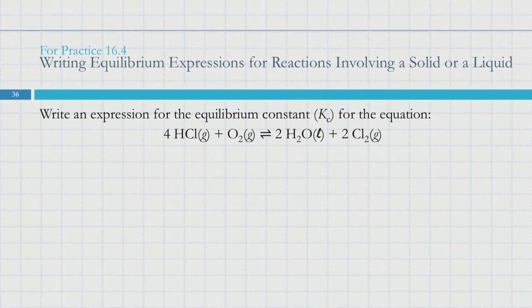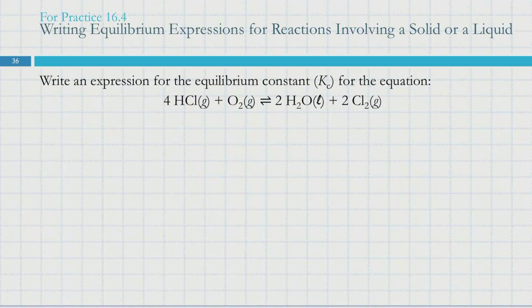Doing another example, write an expression for the equilibrium constant for this equation. Hydrochloric acid reacting with oxygen gas to produce water and chlorine gas.